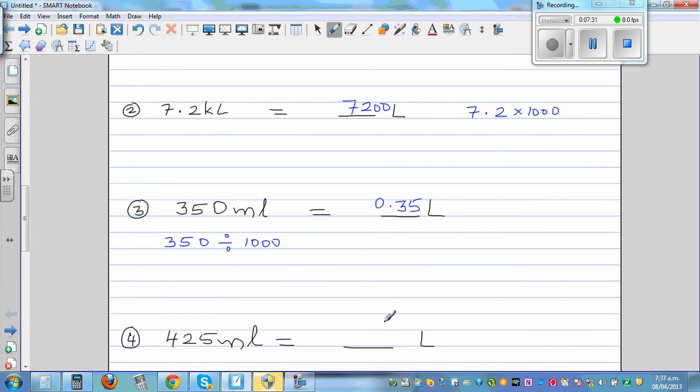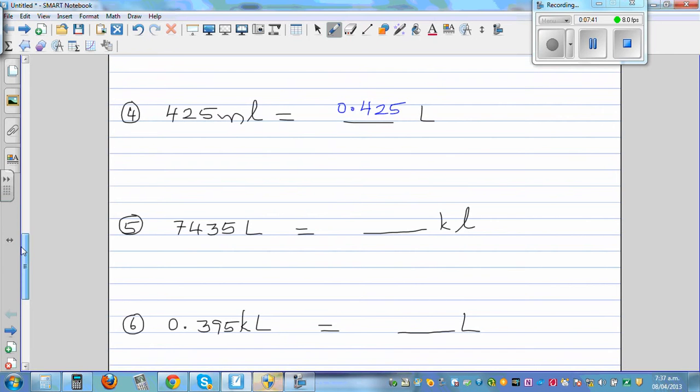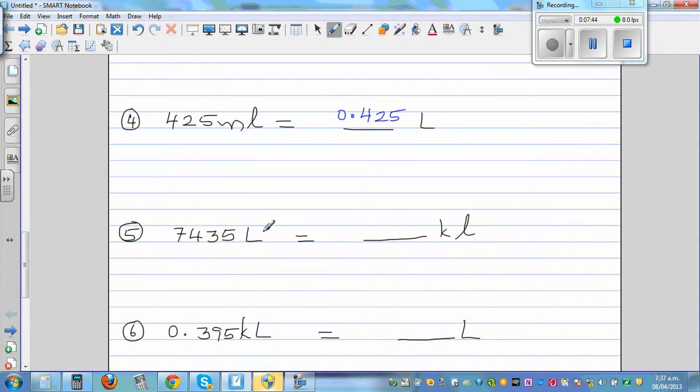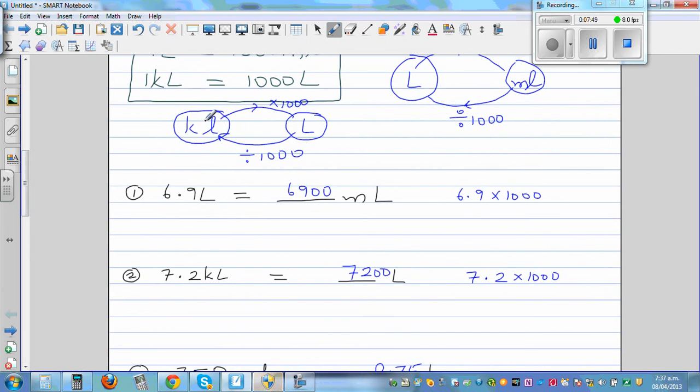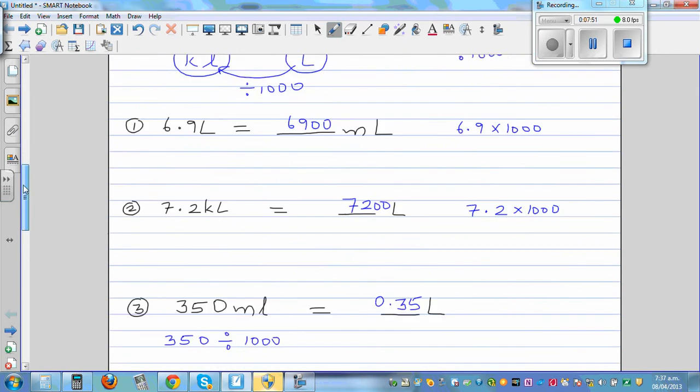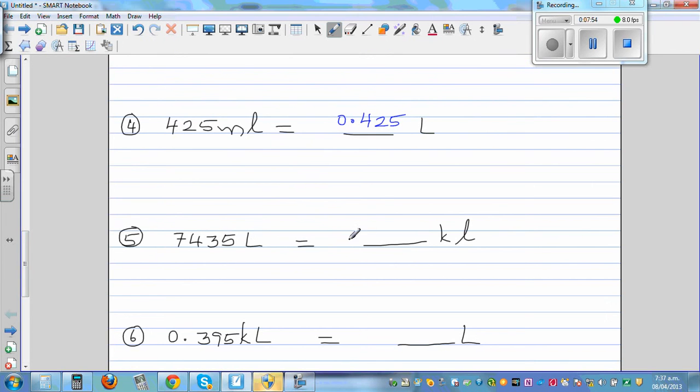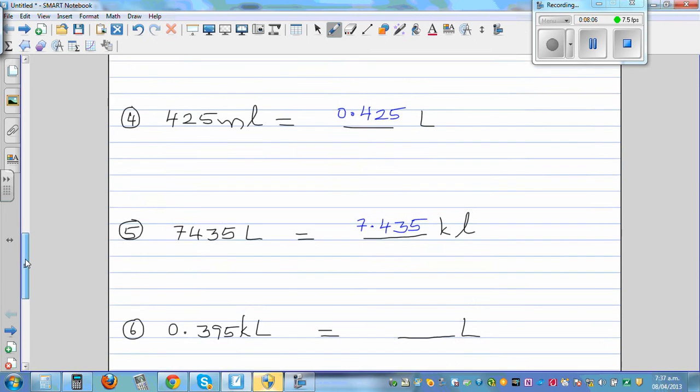Again, from milliliters to liters, what would you do? You divide by 1,000. You can use a calculator. The answer would be 0.425 liters. From liters to kiloliters, let's go back to the chart. What are you going to do? You divide by 1,000. So it will be 7.435 kiloliters.